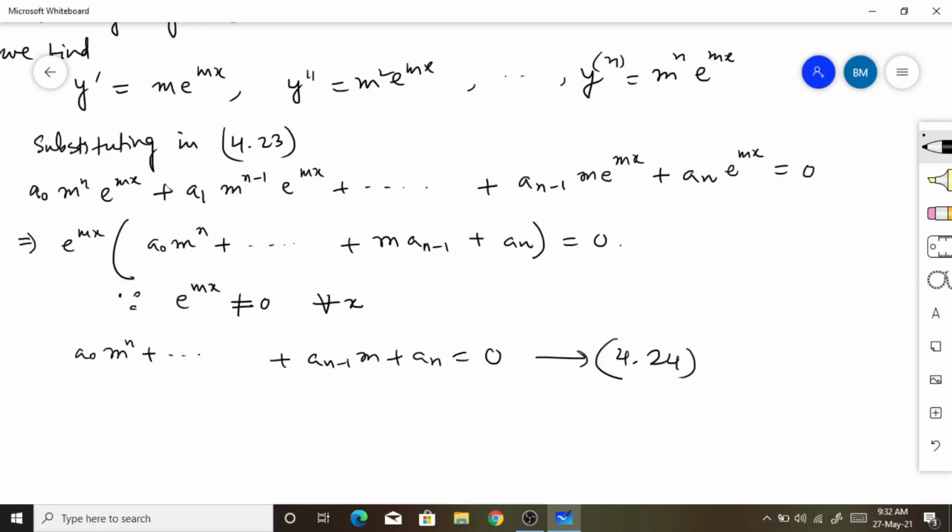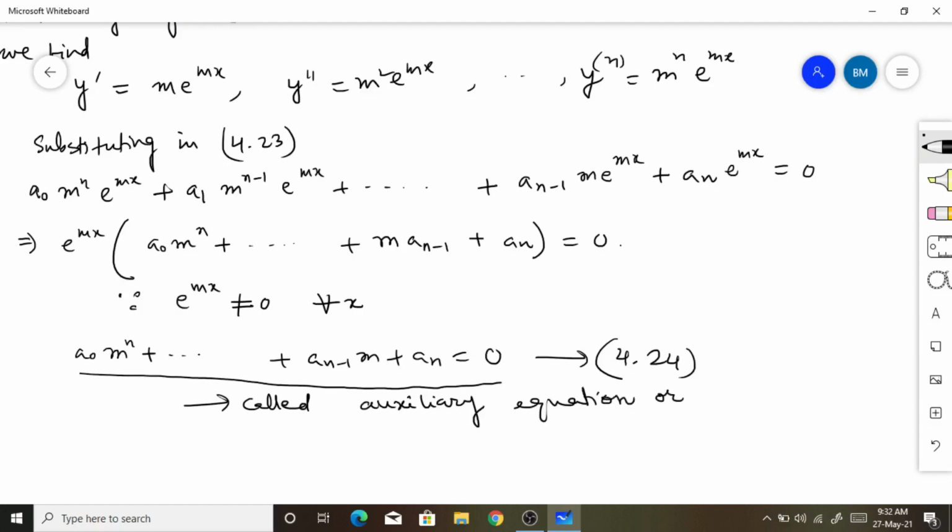And here you see this is actually a polynomial equation, because on the left hand side we have a polynomial in the unknown m of degree n. So this is a polynomial equation in the unknown m of degree n. And this equation is called the auxiliary equation, or characteristic equation, of 4.23.